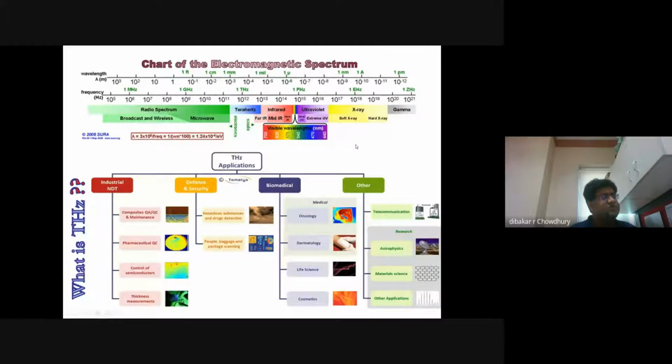This domain is not explored well. Of late, we are trying. In the last 15-20 years, terahertz has taken a jump, and a lot of work is happening, but there is still a long way to go. One way to approach terahertz is through microwave. Another way is through the optical side.